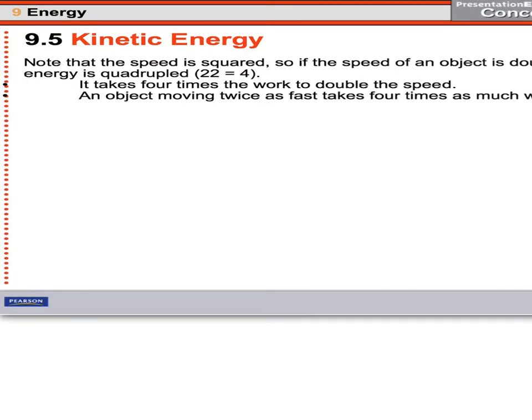Note that the speed is squared, so if the speed of an object is doubled, the kinetic energy is quadrupled. Anytime you square something, it's going to quadruple it on the other side. It takes 4 times the work to double the speed. An object moving twice as fast takes 4 times as much work to stop.